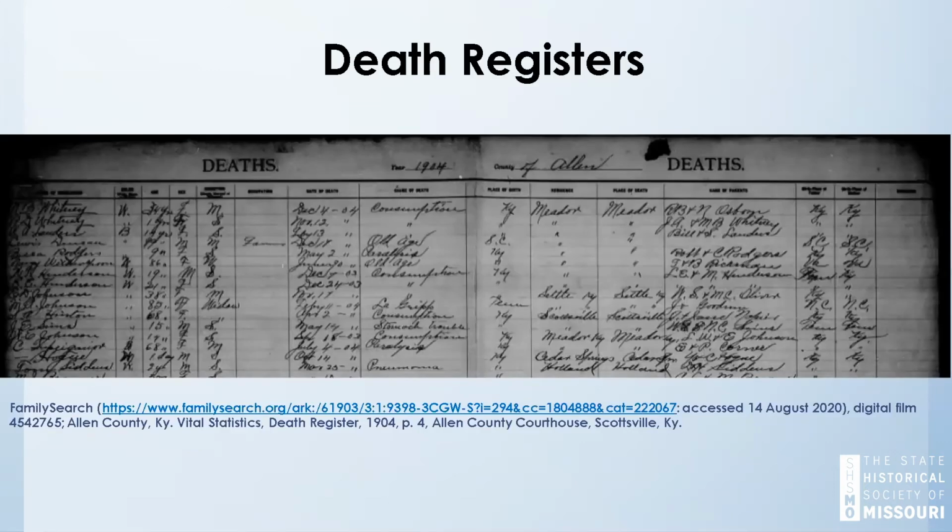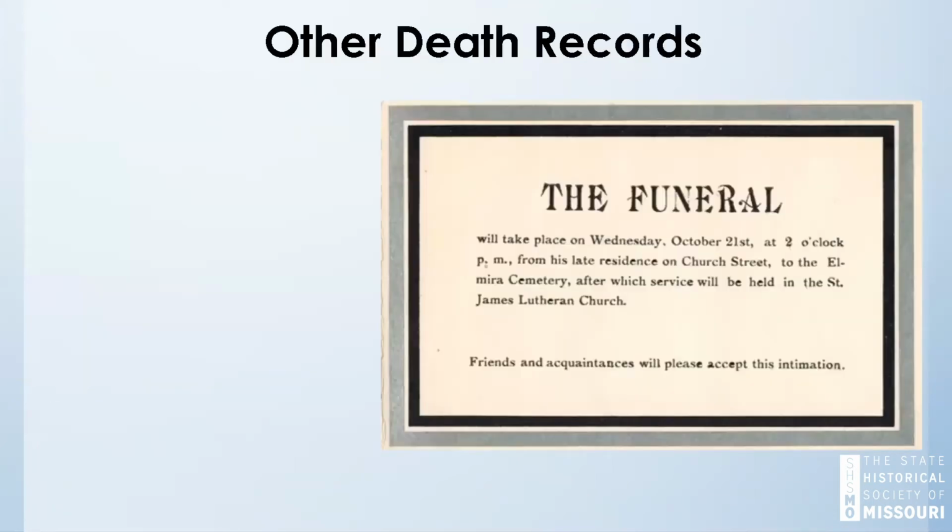And again, here we are back in Allen County, Kentucky. They also kept death registers from the 1850s on. This particular one was from 1904. Just happened to pull this one out in pretty good detail where you can find them, where they did bother to record them. There's other records you can use as indirect evidence or approximate dates for death.